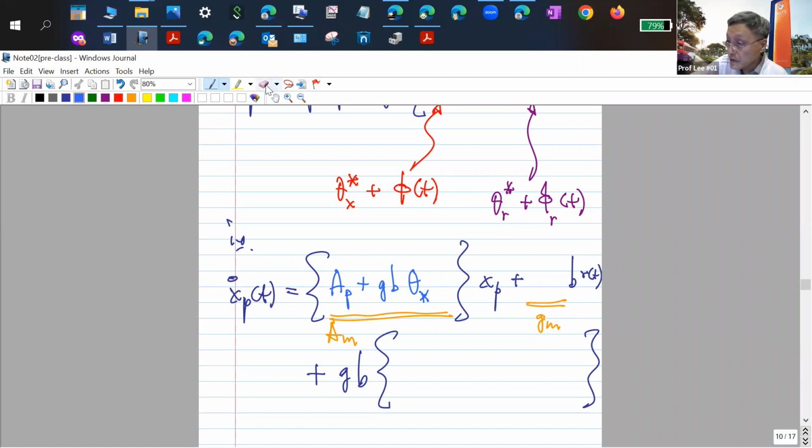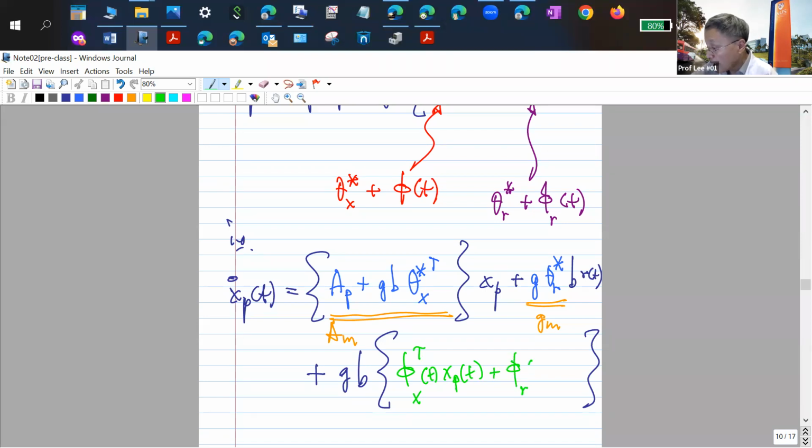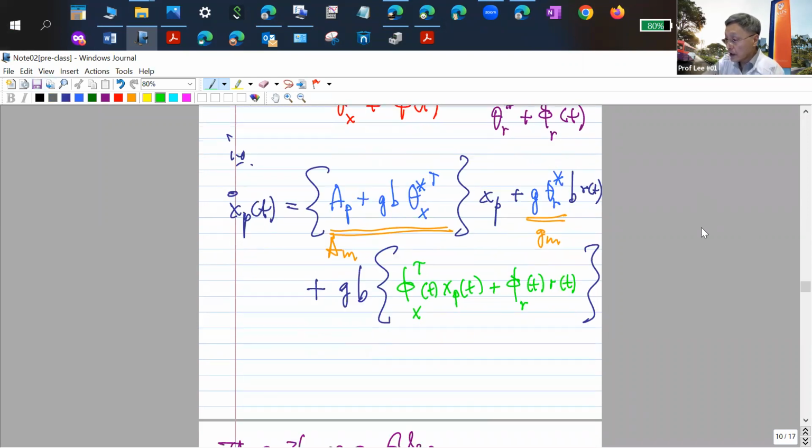Okay, so let me put theta X star transpose, the exact ones. And for this one, again, you put the exact one, theta R star. And then, of course, we can separate out the error parts, which would be P X transpose of T, XP of T, plus P R of T times R of T. So we've separated that out. Then similarly, we can now begin to collect these things together.